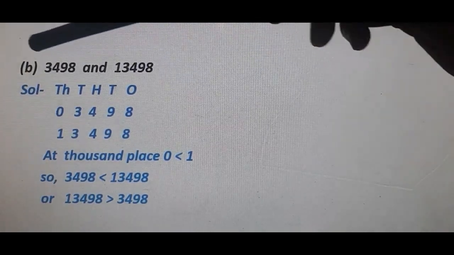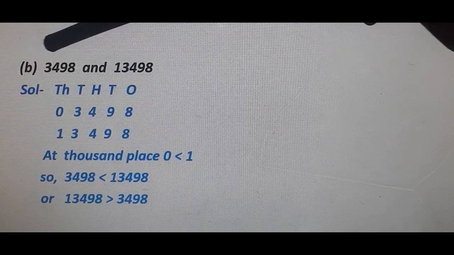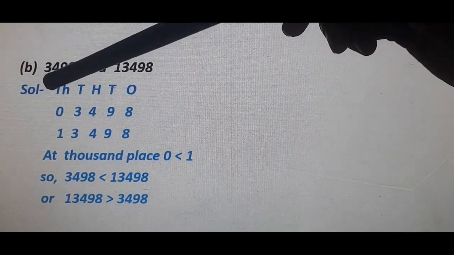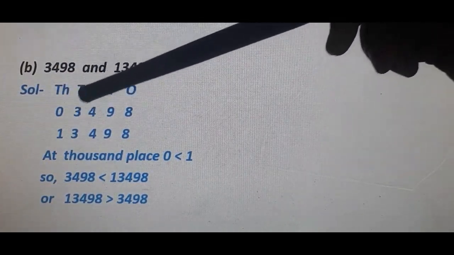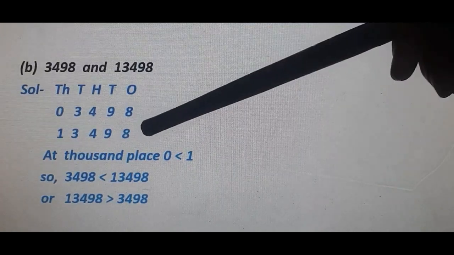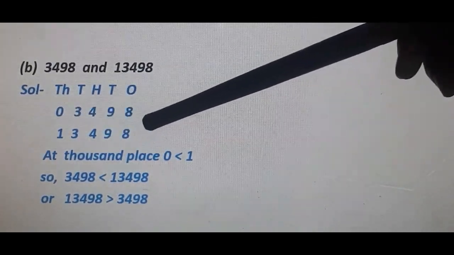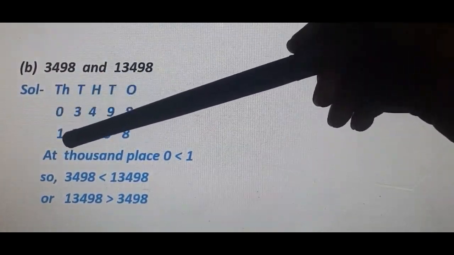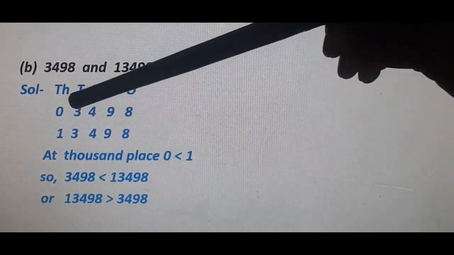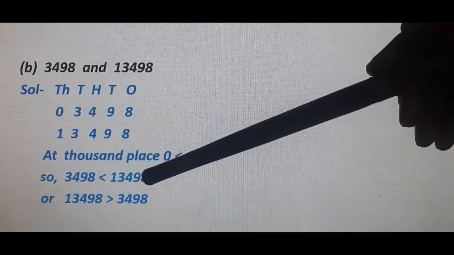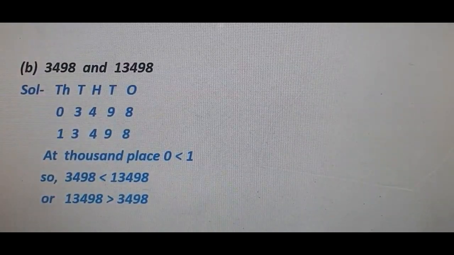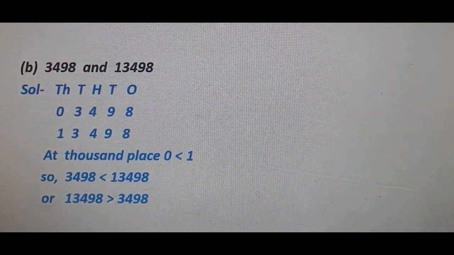One more part is there, B part for comparison. 3,498. So places: ones, tens, 100, 1000, 10,000. 3,498. Then the second numeral we will write down, 13,498. Now see the ten thousands place. 0 is less than 1. So 3,498 is less than 13,498, or 13,498 is greater than 3,498. Okay.